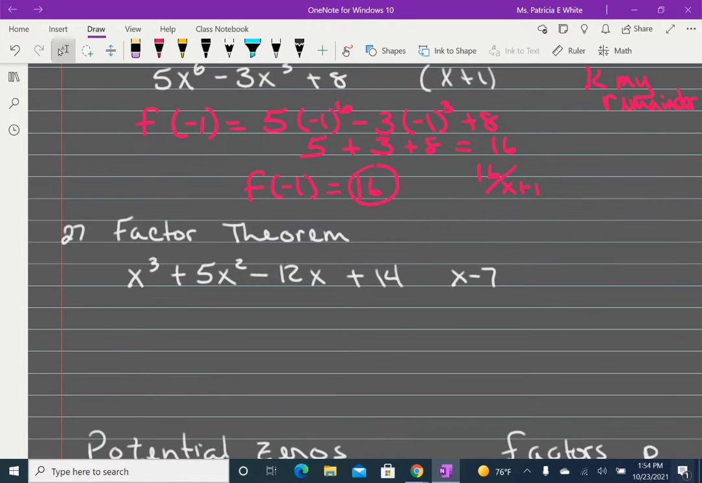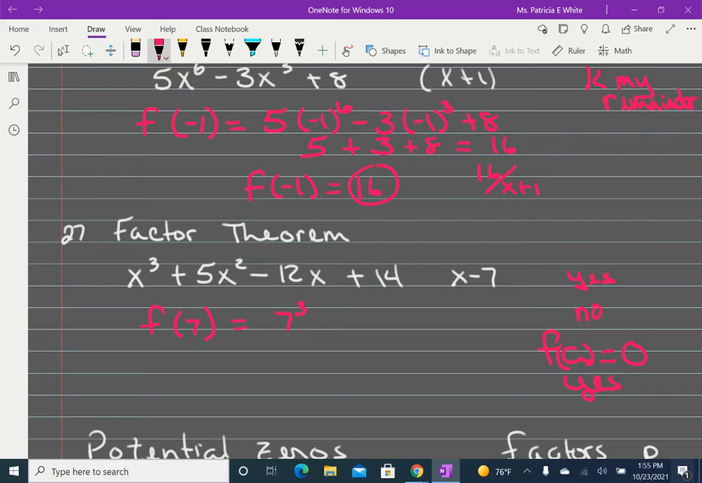Factor theorem is the same procedure. I'm going to find f of 7. Again, remember it's the opposite. If this is x minus 7, I am finding f of positive 7. And I'm just trying to find out, will it divide? This is a yes or a no. Okay, if f of a is equal to 0, then it is a yes. If it doesn't equal 0, then it is a no. My f of a is going to be f of 7.